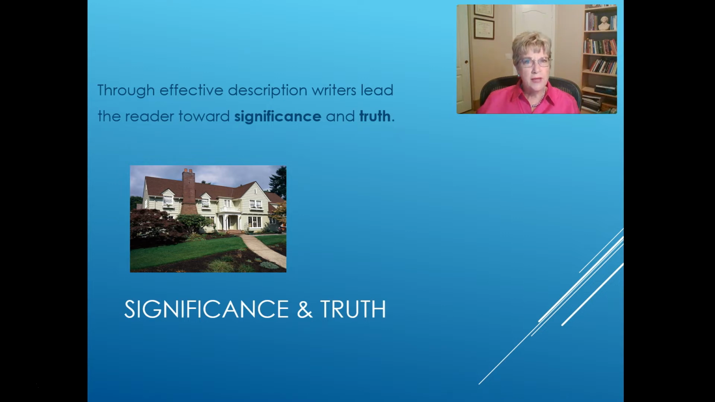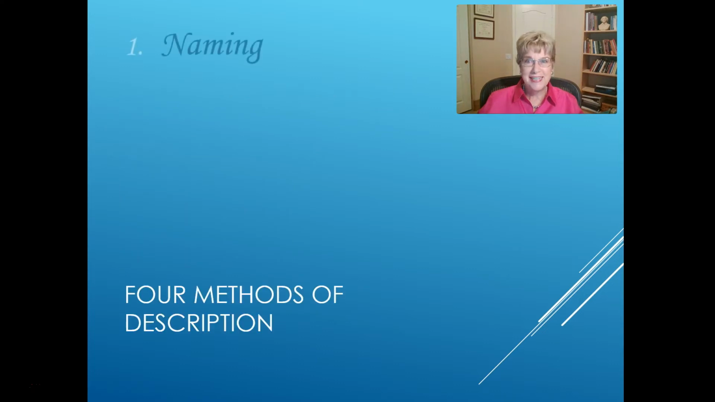And what I mean by this is that in the preceding paragraph, the writer showed us the buyer's remorse. The writer showed us the horrible house. The writer showed us that it was a dump. The writer never had to tell us, okay? And that's what I mean by leading the reader towards significance and truth. And we do that by showing rather than telling.